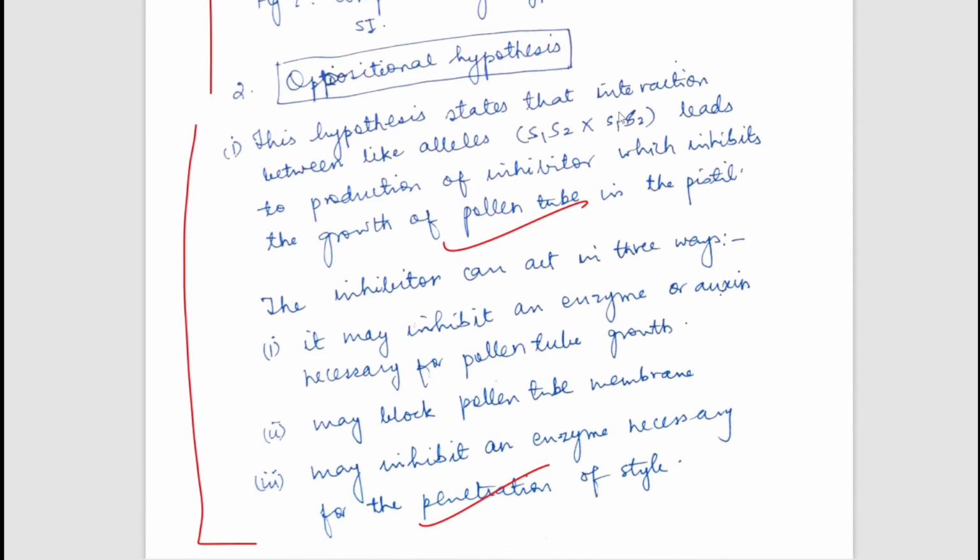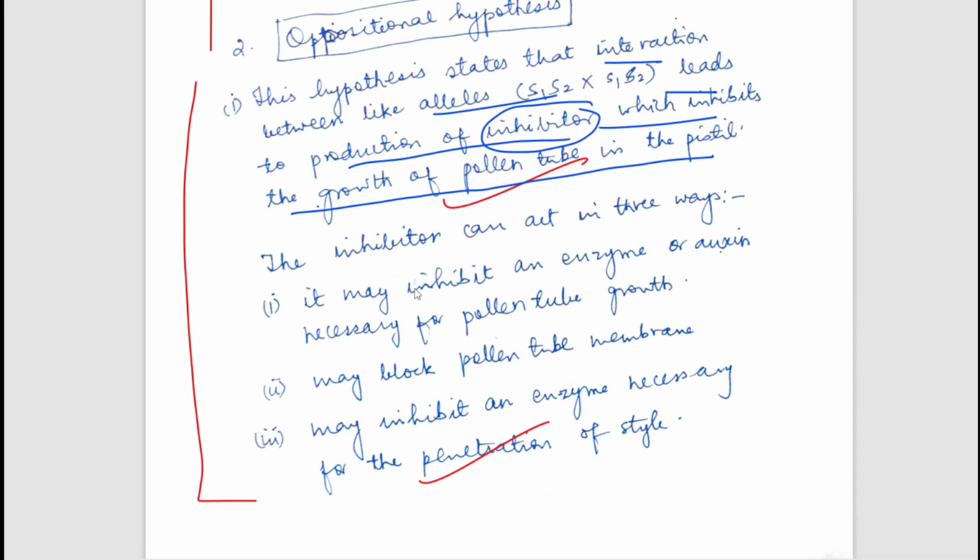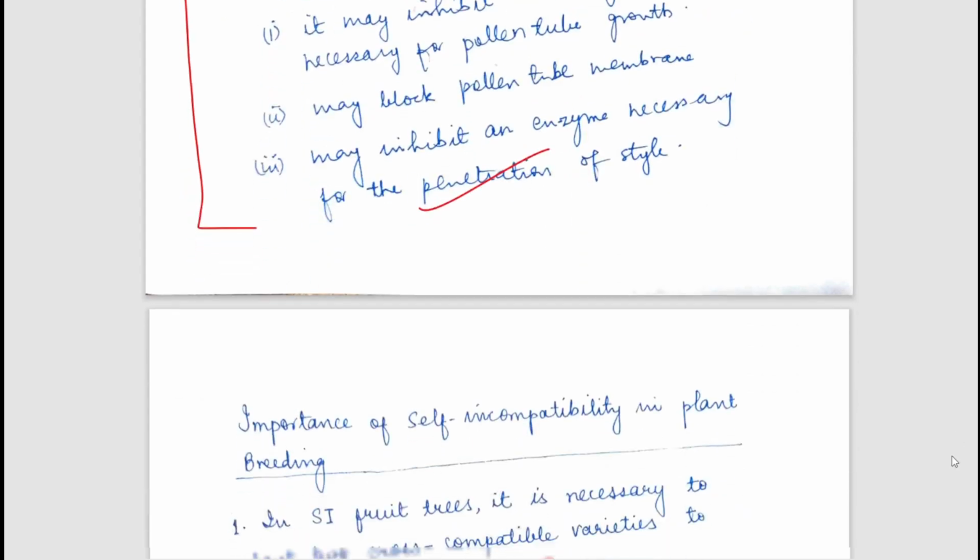Now the second one is the oppositional hypothesis. This hypothesis states that interaction between alleles leads to the production of an inhibitor which inhibits the growth of the pollen tube in the pistil. So in the oppositional hypothesis there is production of an inhibitor, and this inhibitor inhibits the growth of the pollen tube in the pistil, which results in lack of pollination. This inhibitor can act in various ways. This has been mentioned. You can pause and read it.